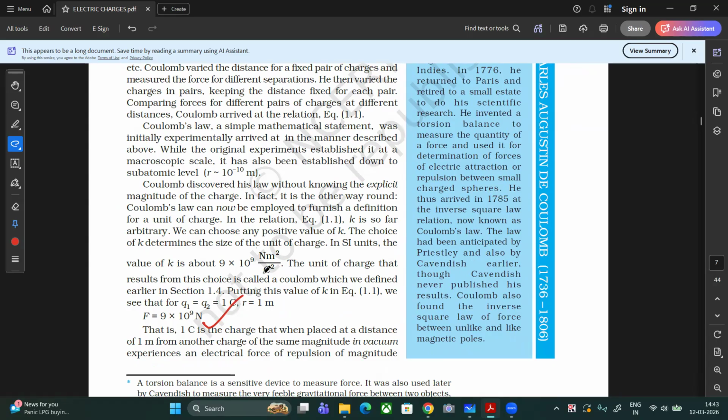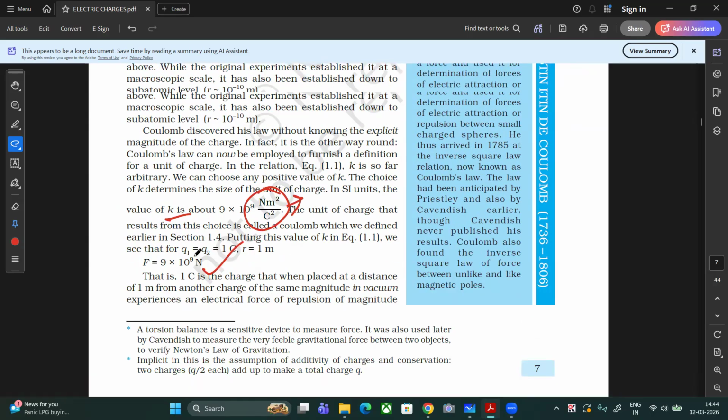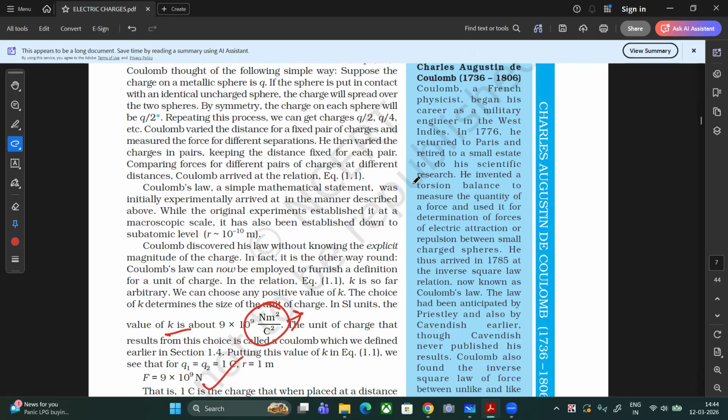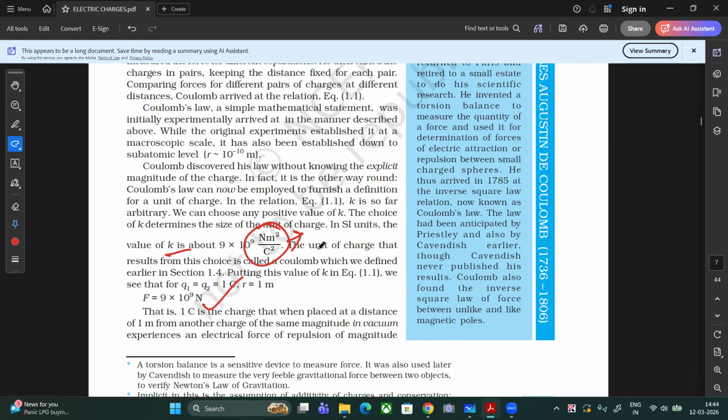From that formula, we can find the unit of the K value. K can be calculated by rearranging: K is equal to F R square by Q1 Q2. That means the unit of F is Newton, R is in meter square, and the charges are in Coulomb square. So this is the unit of K. In one final year exam, they asked this question.